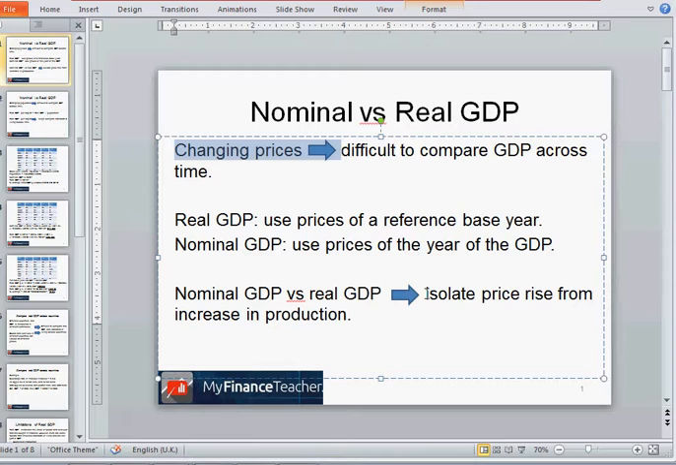What we want is to isolate these price changes so that we see the changes in production from one year to another. And it is the output that we have produced in the country that enables us to satisfy our needs with those goods and services produced.